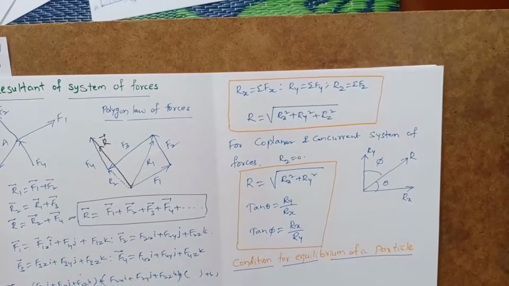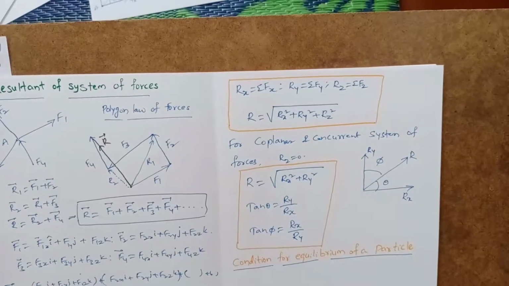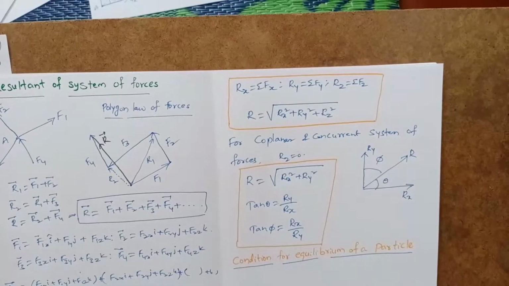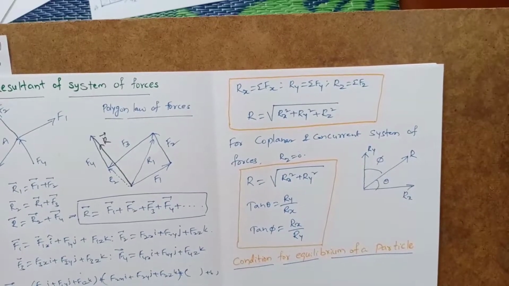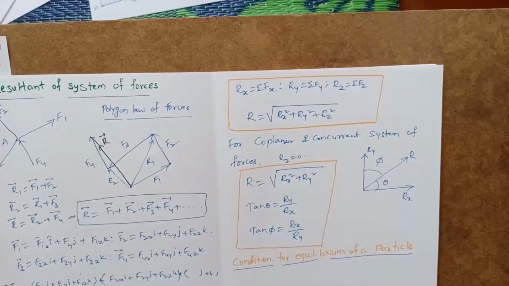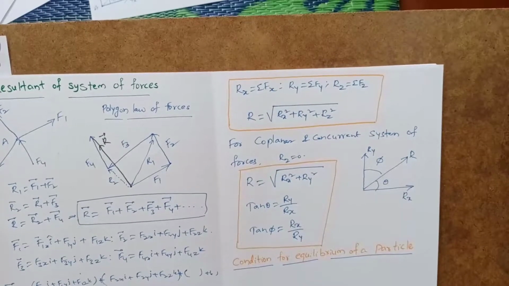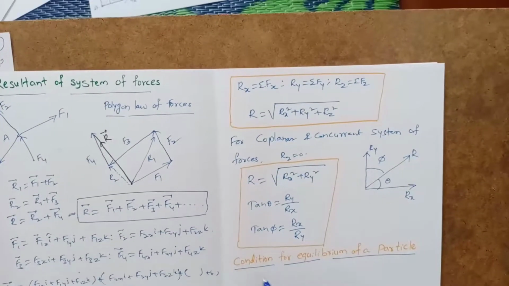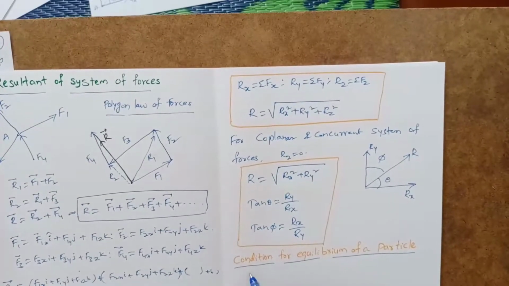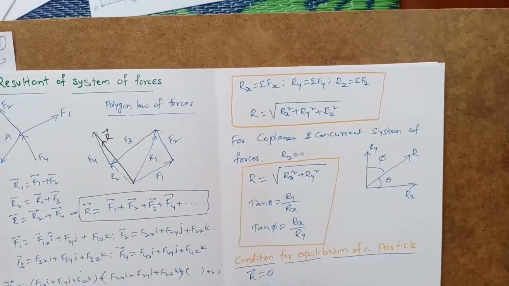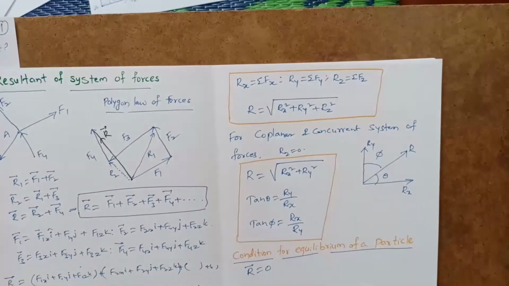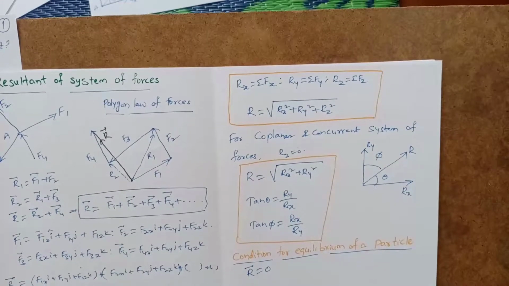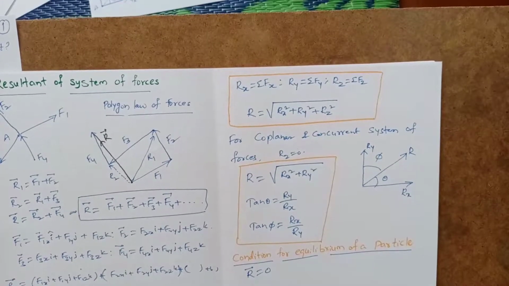So in such a case, when a system of forces is acting on a body which is assumed as a particle or point object, if it is in equilibrium, then according to Newton's first law, the net resultant force must be equal to 0. That is, if the particle is in equilibrium, r bar is equal to 0. R bar is the resultant of the system of forces. Let us say a number of forces are acting on a body. Because of those forces, the body is at rest.